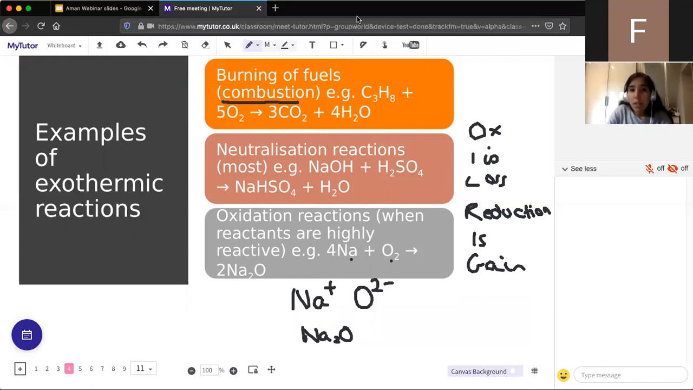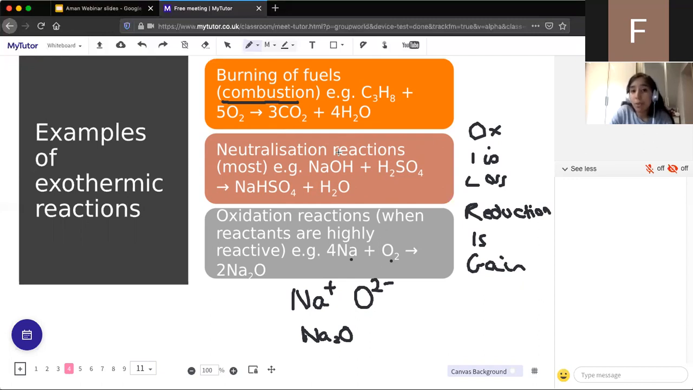So does anyone know why sodium's highly reactive? We went over this about 2 weeks ago. What's special about sodium? What group is it in that makes it highly reactive? It's an alkali metal, great, yep, what does that mean? Then if it's an alkali metal, why is it highly reactive? Yep, it wants to lose its outer electron, and the key thing is it's only got 1 outer electron.